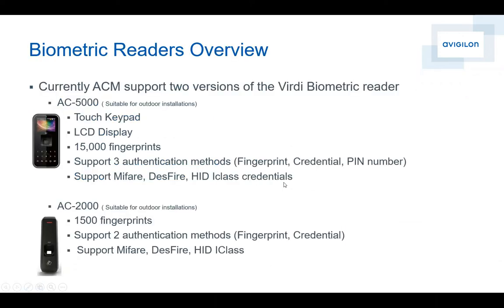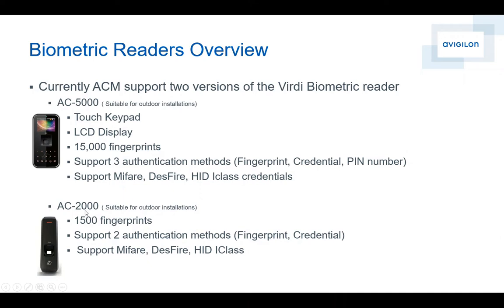Here are the two different types of readers. We have the AC5000 and the AC2000. The AC5000 is the more robust one, is faster, has an LCD display and touch keypad, and also supports 15,000 fingerprints in its local database. So you can actually have three methods of authentication: fingerprint, credential, and PIN number. It supports MIFARE, DESFire, and HID iCLASS credentials.